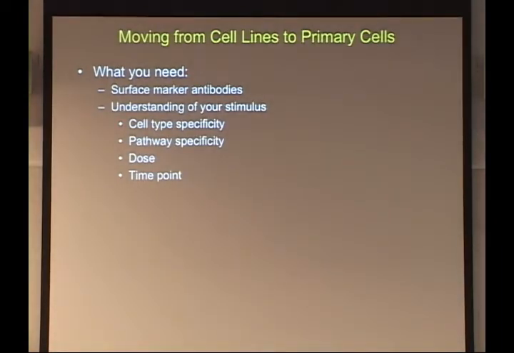So moving from the initial cell line work to primary cells, which is where a lot of people are interested, you need a few different things. Number one, you need your surface marker antibodies. And normally we actually had a whole talk about doing surface markers and optimizing on those, but we can give you the reference for the paper to look at for that information.